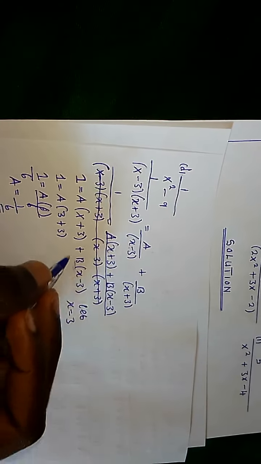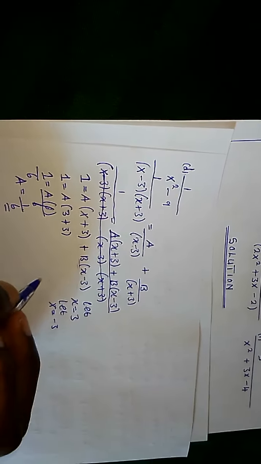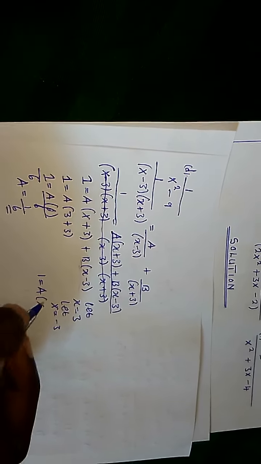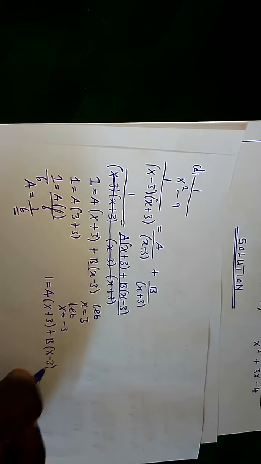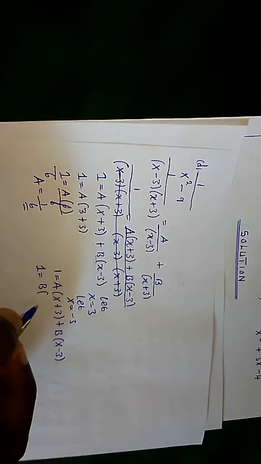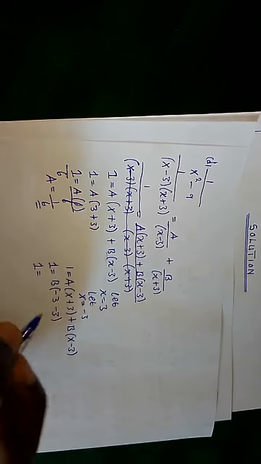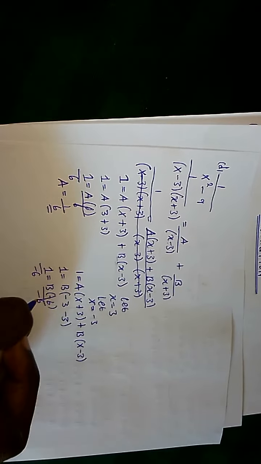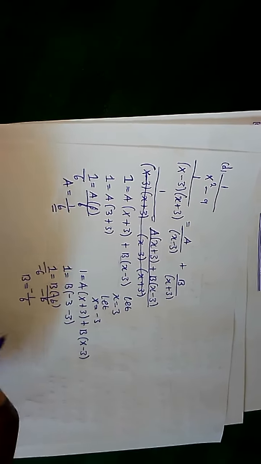Now for b, we can let x equal to negative 3, and this is going to be 1 equal to, we have an open bracket x plus 3 plus b(x minus 3). We know that if we introduce a negative 3, this is going to be 0. So we're going to have b(minus 3 minus 3). So we're going to have 1 equal to b(negative 6). Divide by negative 6, negative 6. Our final answer for this one is going to be 1 over 6, the negative.